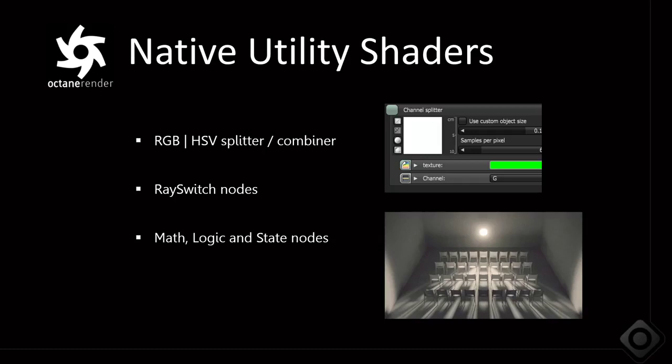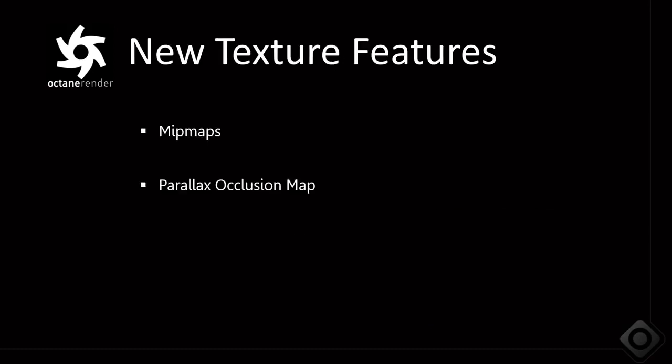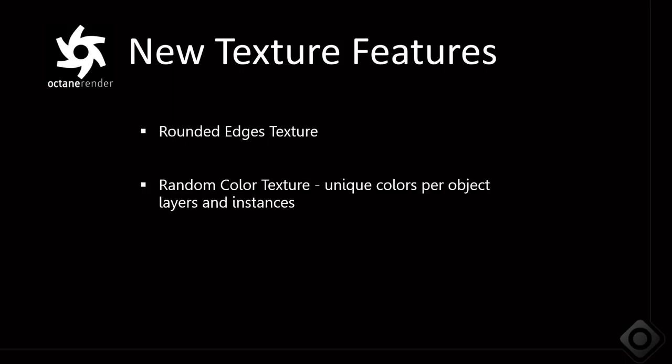Things like RGB splitters, all that stuff. I mean, that'll be probably one of the very first updates, either in 2020.2 or right after. We're also adding bitmap support. A lot of users have been asking us for palette exclusion mapping. There are OSL shaders out there that can do that, but we're going to make that a built-in feature. Rounded edges textures are going to be coming up pretty soon as well. And we're also adding a random color texture node that gives you unique colors per object, layers, instances, sort of a high priority user request that we're implementing.